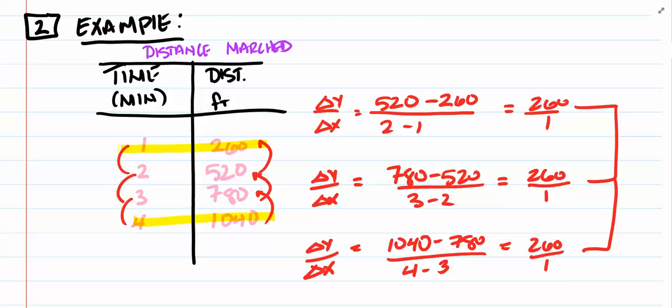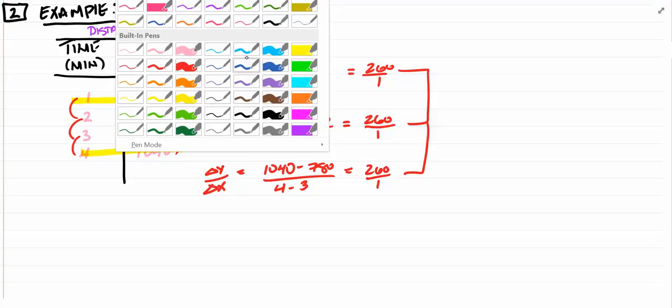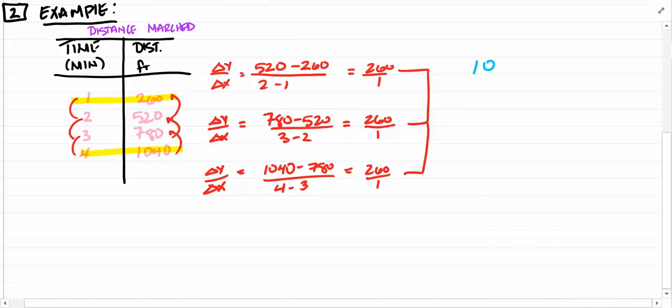Let's do it. Why don't we just do it right now and see? Okay, let's take those 2 and try. So if we just blindly took whatever, this would be 1040, right? Take away 260 divided by 4 take away 1. Well, how much is 1040 take away 260? Help me out. How much? 780, and we're going to divide that by 4 take away 1, which is 3. What do I get? I still get 260 over 1. So it is constant.